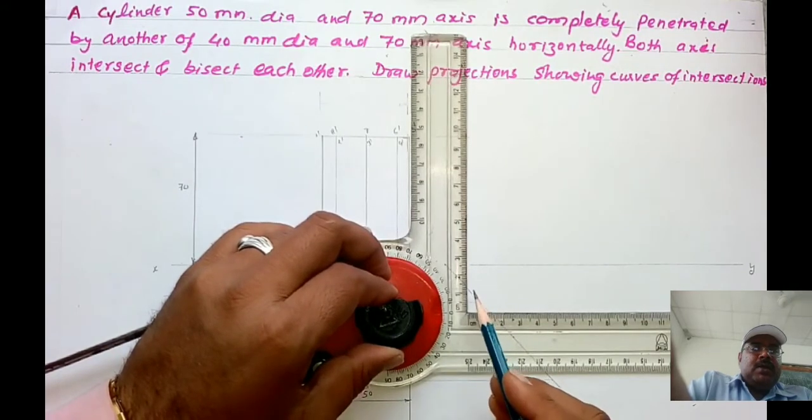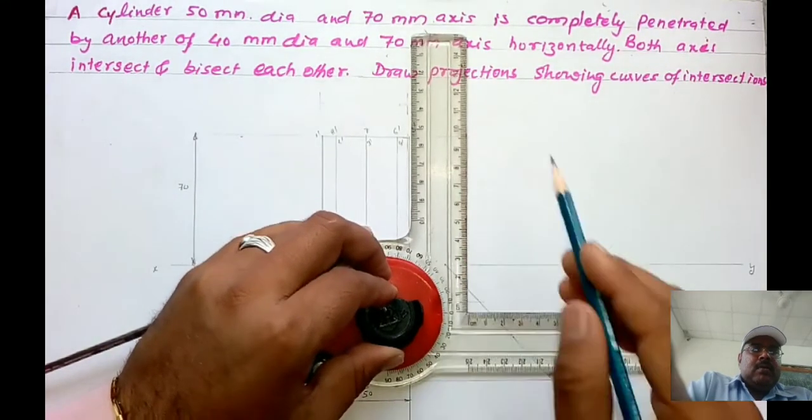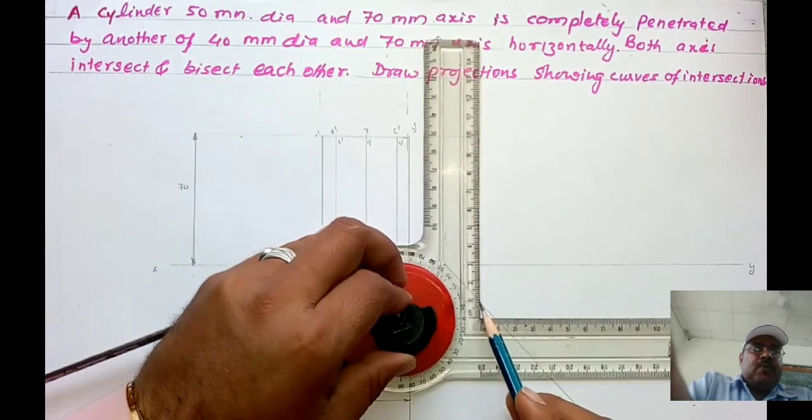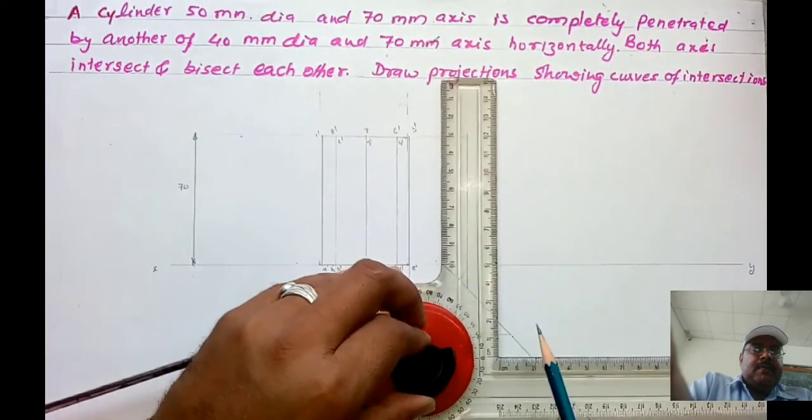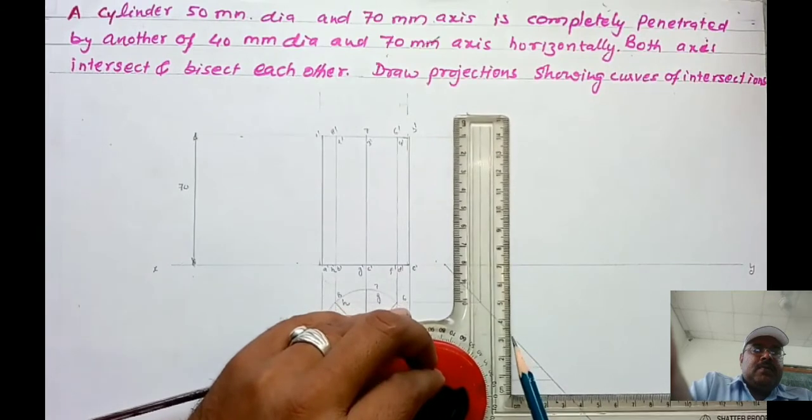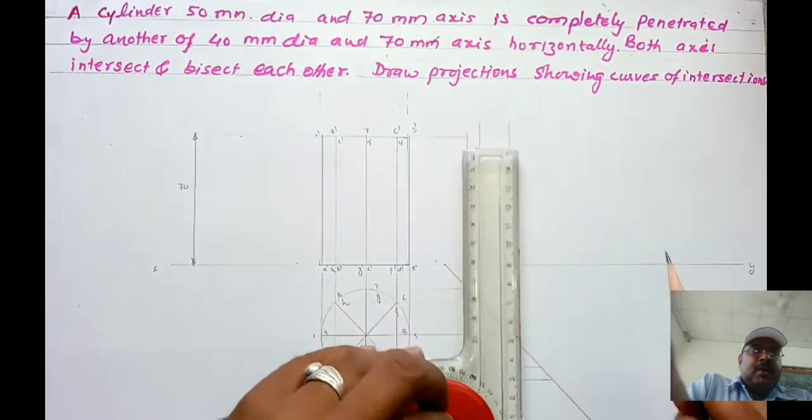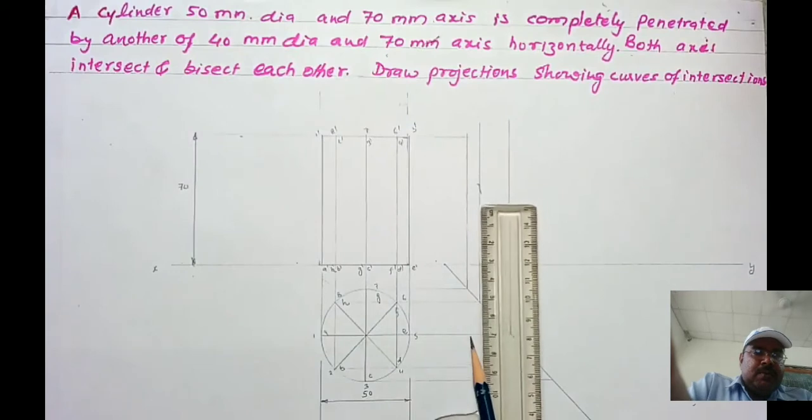Then from this inclined line, project these points vertically upward in the side view as shown in this video.